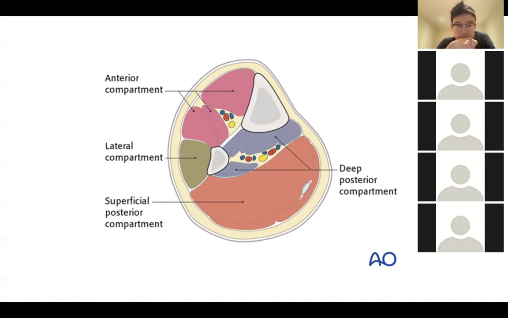Okay, well done. Can you label each one of these compartments for me? Yeah, sure. So there is the anterior compartment. Do you want me to talk about the muscles making up it and the structures? Yes. So in the anterior compartment, we have tibialis anterior, extensor digitorum longus, extensor hallucis longus, and peroneus tertius.